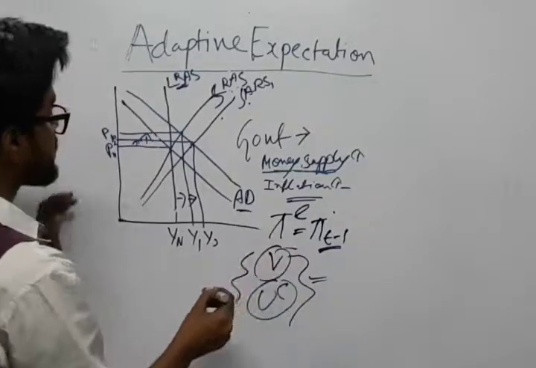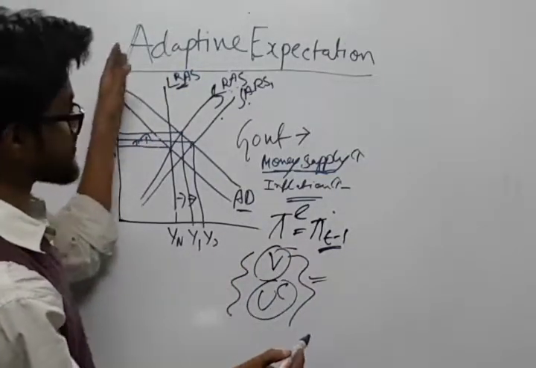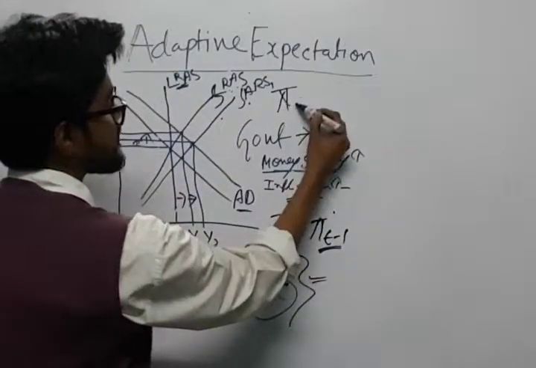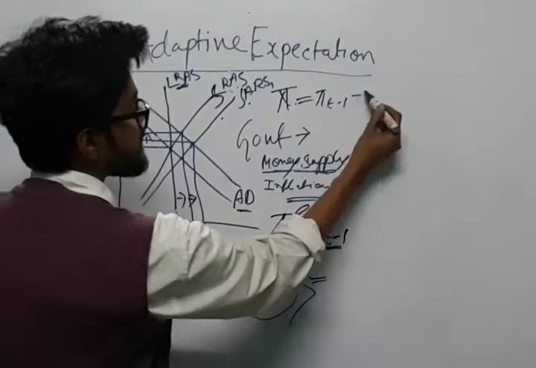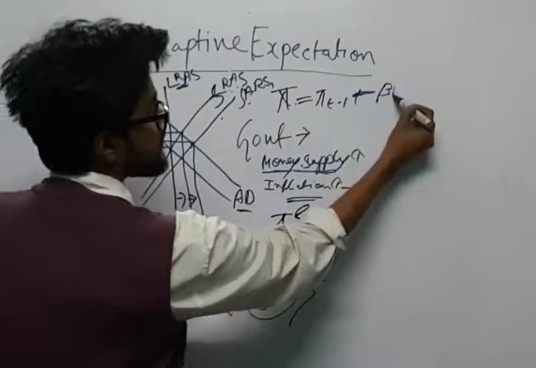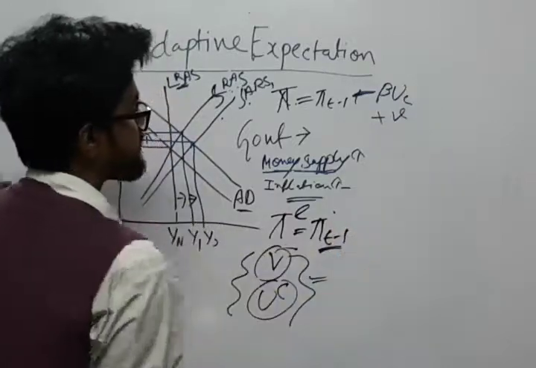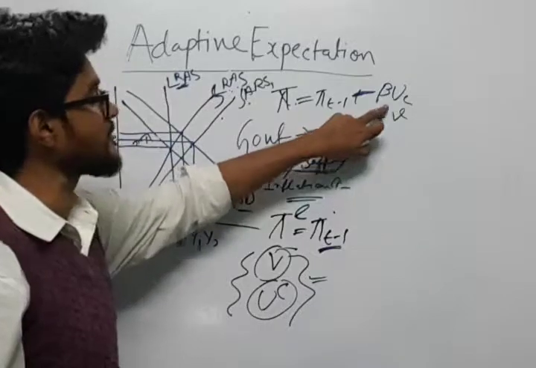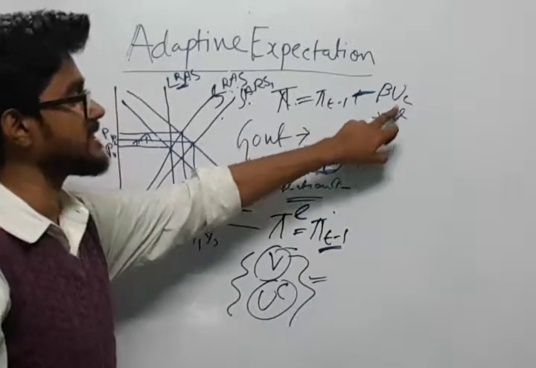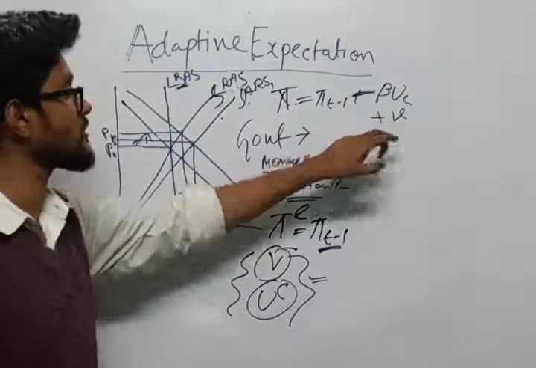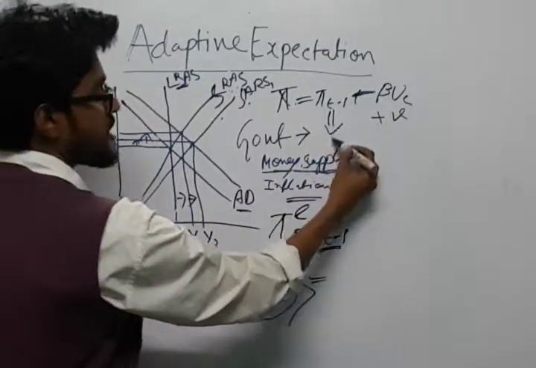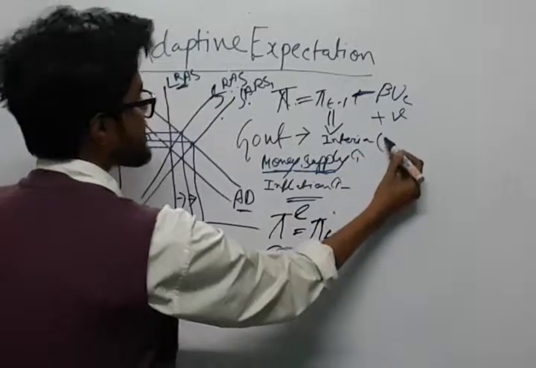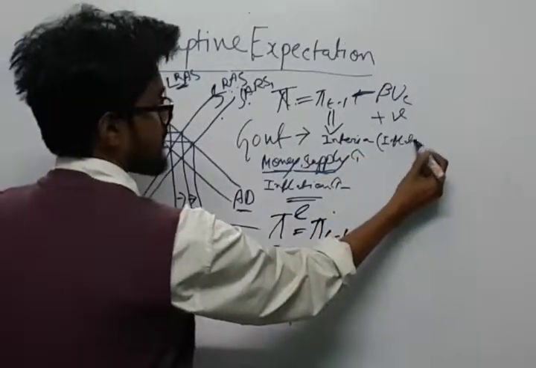And here we have just shown what adaptive expectation is. That is, the inflation of this year depends on the inflation of the previous year plus V, supply shock. So inflation of this year depends on inflation of previous years. This is UC, which is cyclical unemployment, and V, which is supply shock. So it follows an inertia, which is known as inflation inertia.